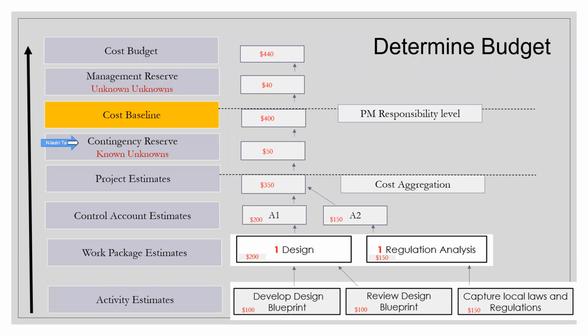Now, once we add this all up: activity estimate, followed by work package, followed by control account, which is the finance part, then followed by the project estimates, and then the contingency reserve by the PM. The PM will be adding the contingency reserve in coordination with the sponsor, of course. And then you get something called the cost baseline. The cost baseline will be developed by the PM with the help of his team, of course. And up to here is the visibility of the PM. This is the $400, which we get completely with the contingency cost, and we say this is the cost baseline. But that is not the actual budget of the project. That is what the PM knows.